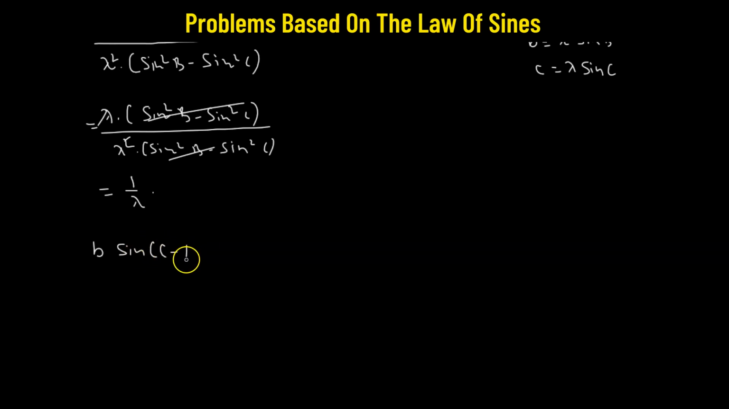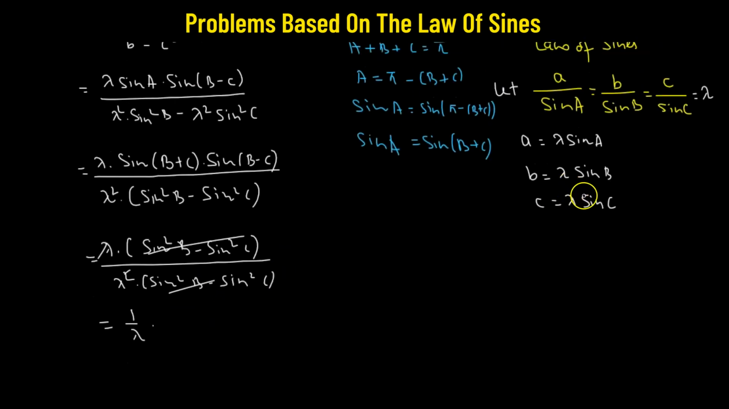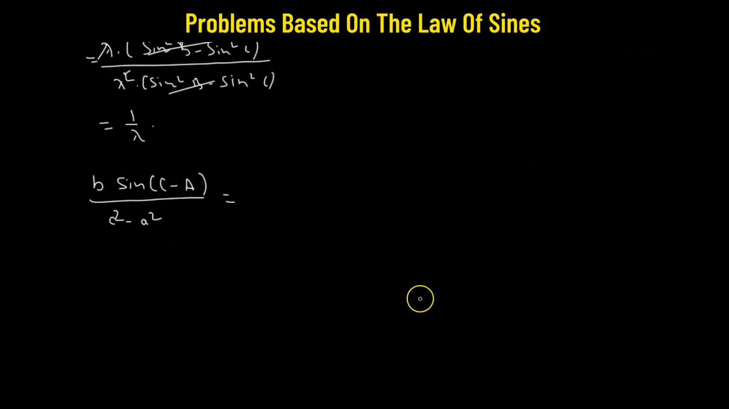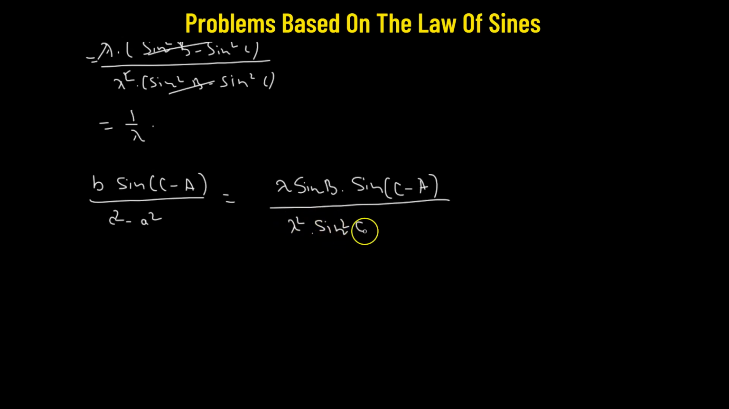Similarly, if we consider the next ratio, let's take b times sine of (C minus A) whole divided by c squared minus a squared. We can replace the value of b with lambda times sine B. We're going to get lambda times sine B multiplied by sine of (C minus A), whole divided by c squared, which is lambda squared times sine squared C, minus a squared, which will become lambda squared times sine squared A.